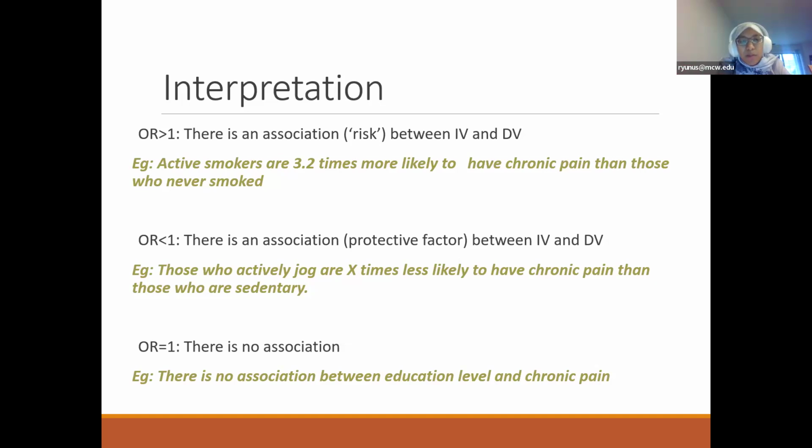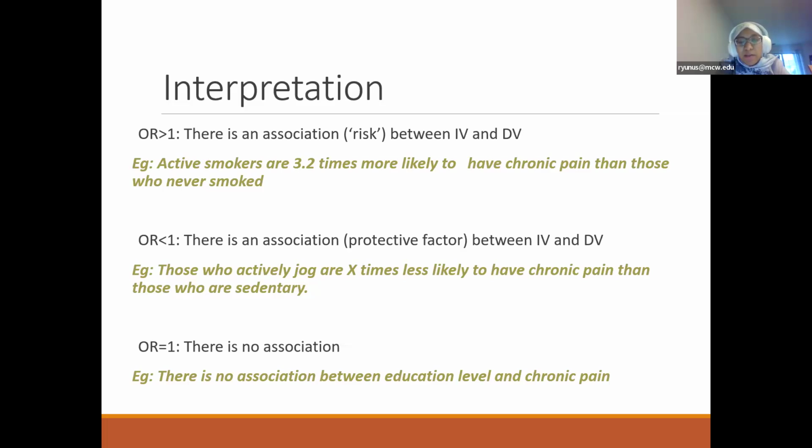For example, you're looking at the association between smoking and chronic pain. If your odds ratio is more than 1, then you can say that active smokers or those who smoke frequently are 3 times more likely to have chronic pain than those who never smoked, for example. If your odds ratio is less than 1, that means there is still an association, but the nature of the relationship is slightly different.